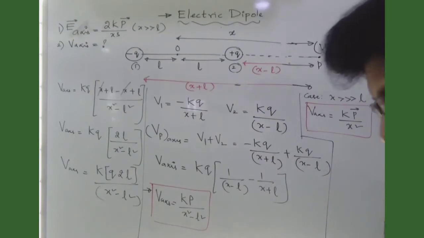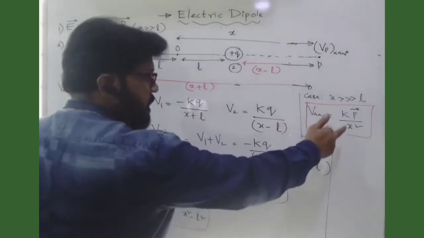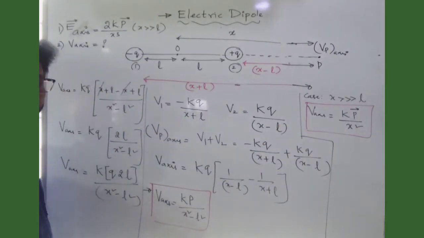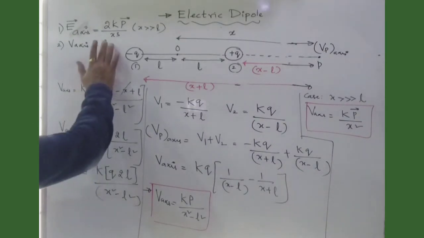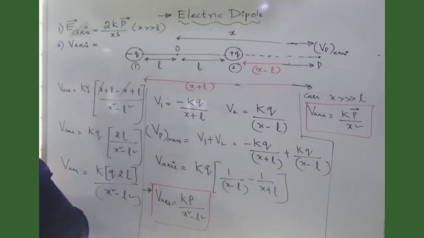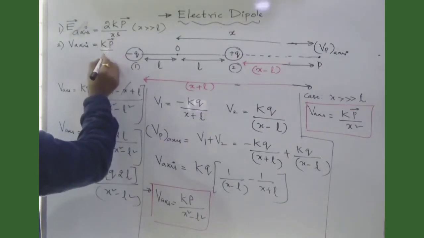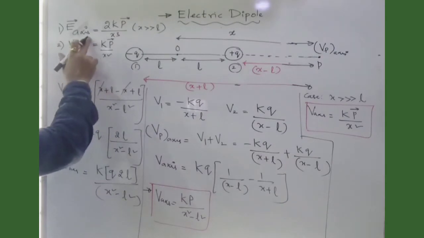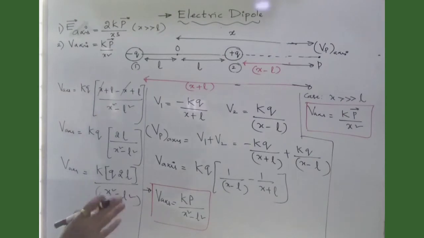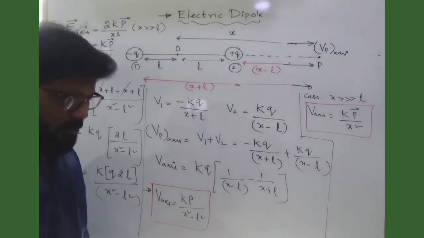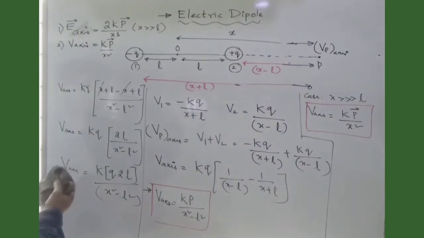Okay, sure. Now see here. V on the axis is kp by x square. You can compare both: for the electric field we got 2kp by x cube, while V on the axis is kp by x square. Right. Now if I plot a graph for a dipole, I'll just erase here.